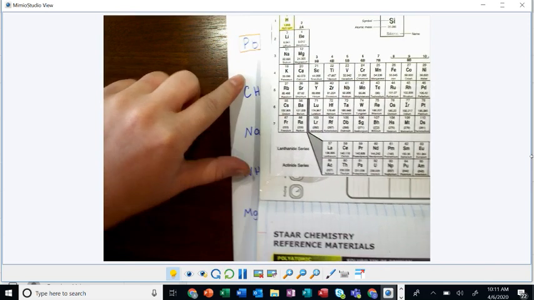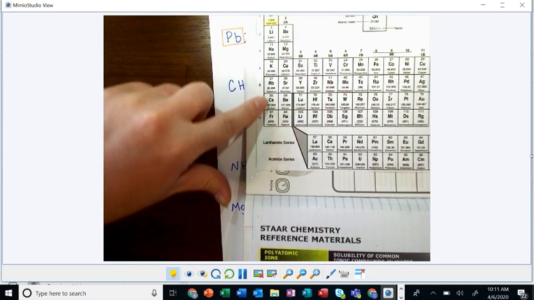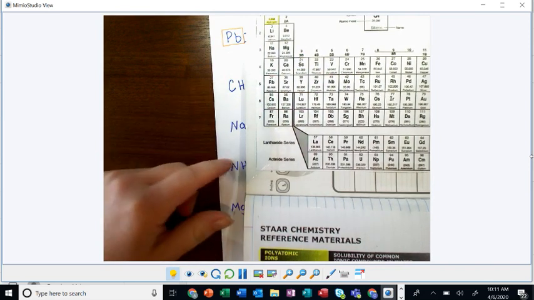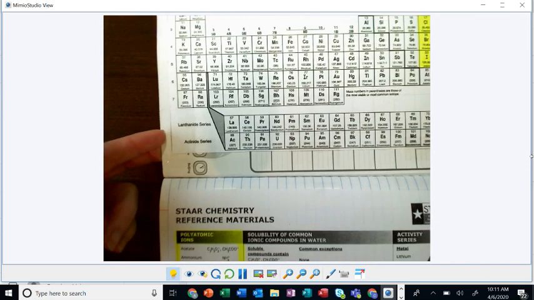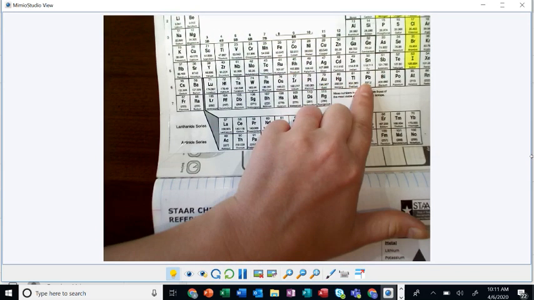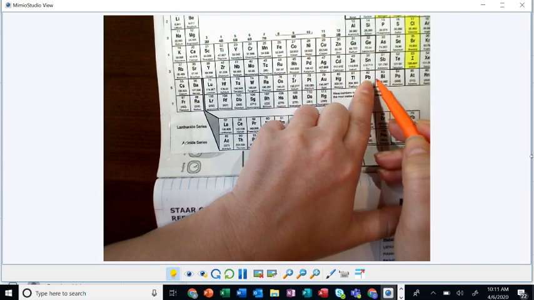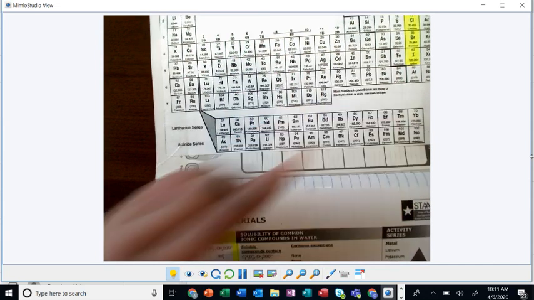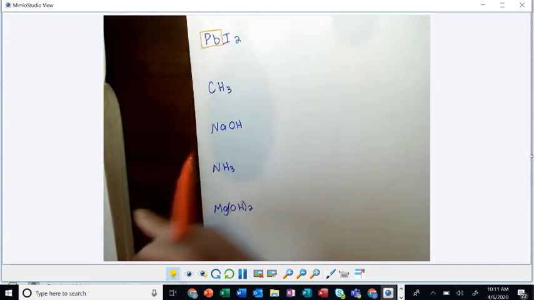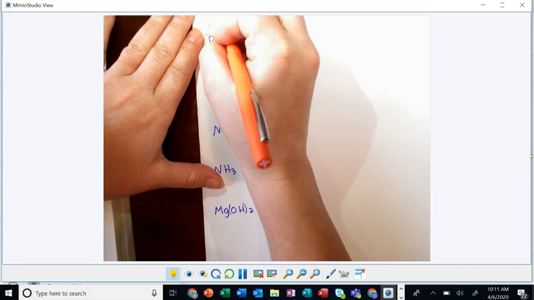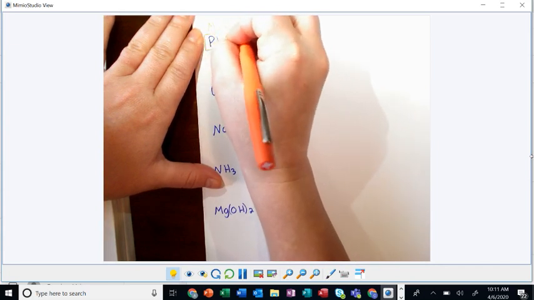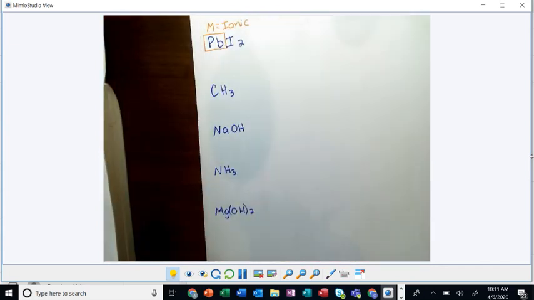So Pb is what I'm looking for. Pb is not in group 1. So then I'm going to move on to decide whether it is a metal or a non-metal. So here's Pb. Pb is to the left of the zigzag line, which makes it a metal. If this is a metal, then this compound is considered ionic. Right.